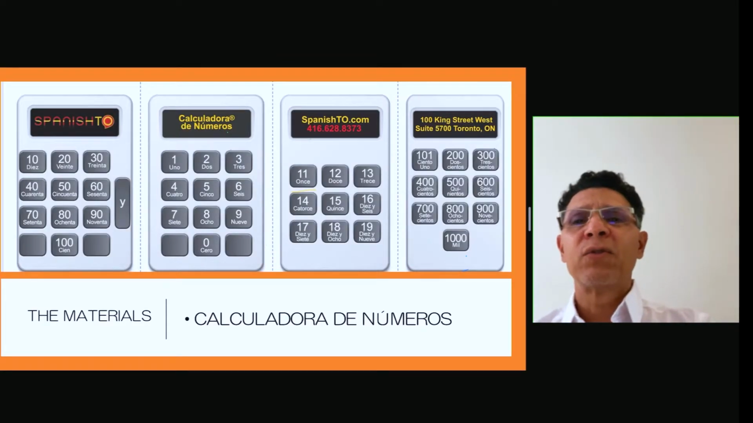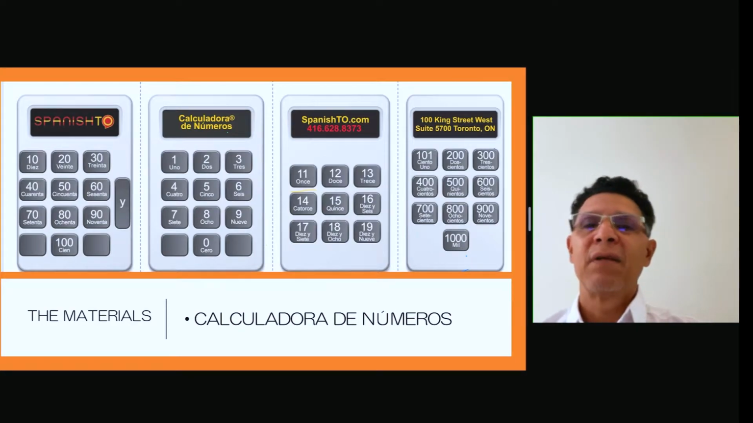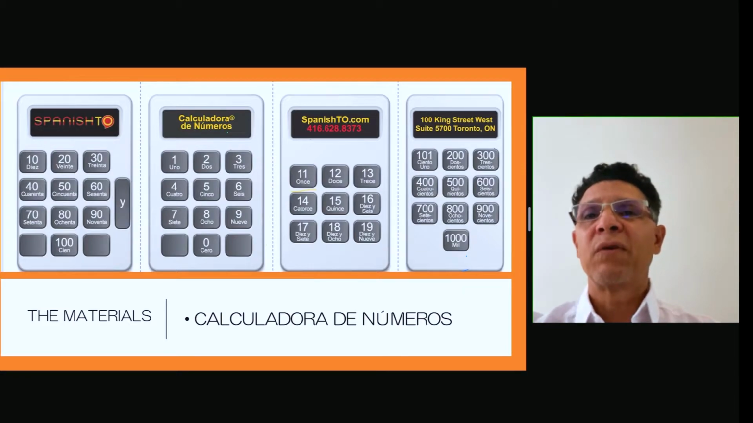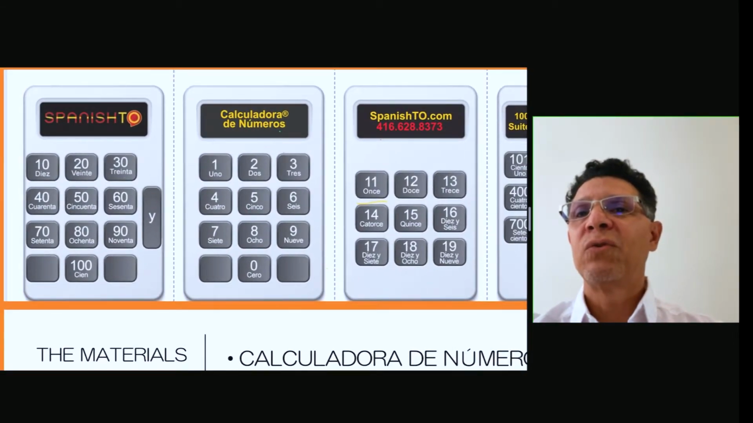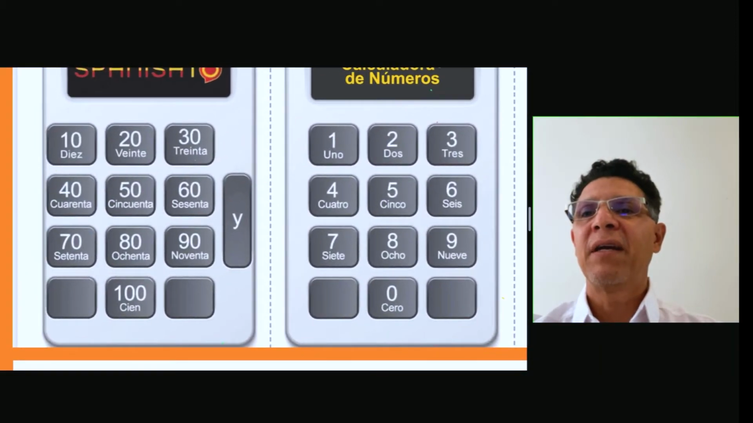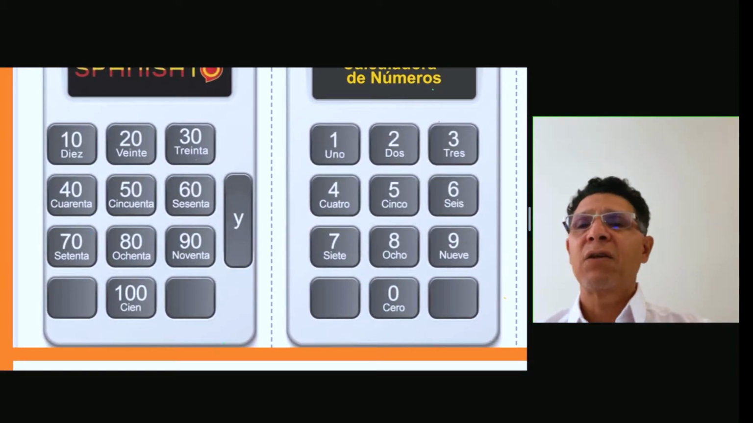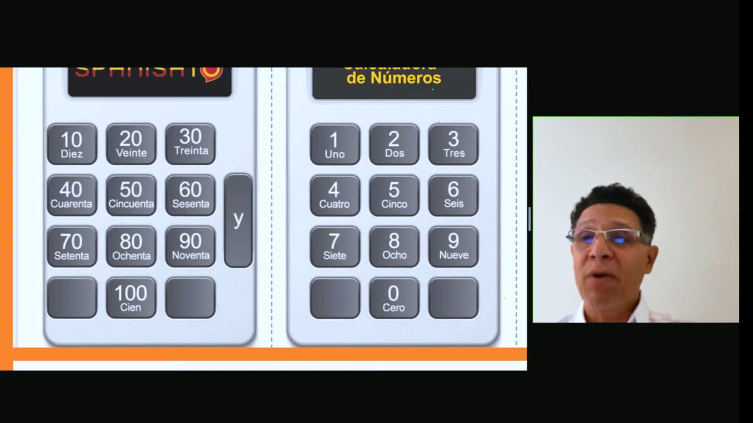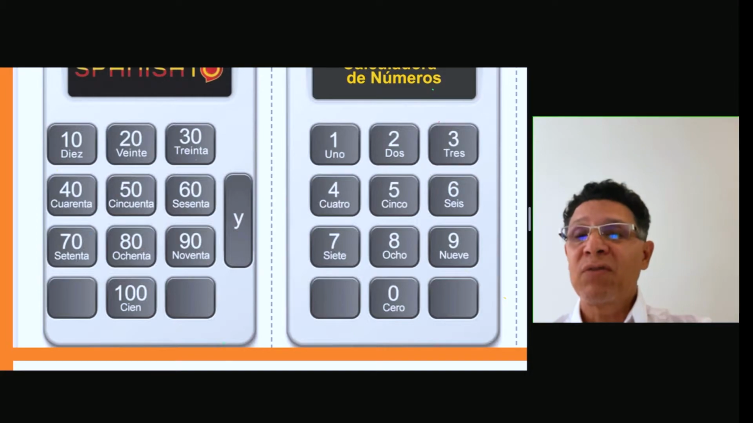Now let's go to the numbers. The numbers I divided in 4 panels: 10 to 90, 1 to 9, 11 to 19, and then 101 to 900 and then 1000. I just want to work with the first 2 here, so I'm going to make this a little bit bigger. The reason we're going to practice with the numbers is so you learn how to put things together in Spanish, but also get familiarized with the pronunciation, and then we're going to study the pronunciation.